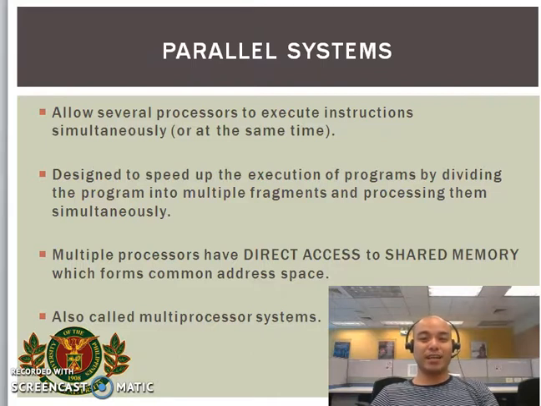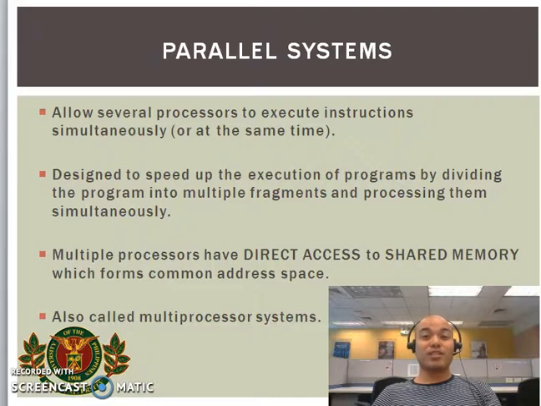and processing them simultaneously. So in order for it to optimize the performance, it actually divides the processing of the program into different segments. Depending on the customer or the designer, the number of fragments should be correctly designed. And then third, multiple processors have direct access to shared memory, which forms a common address space.